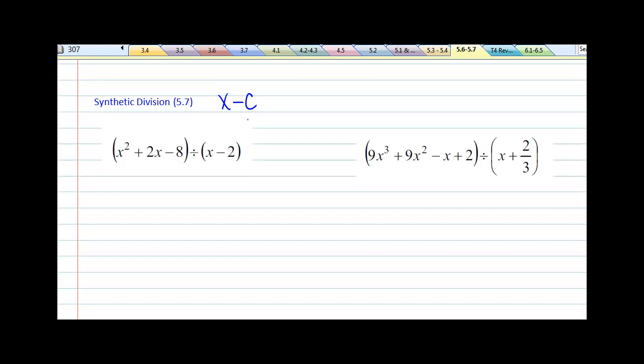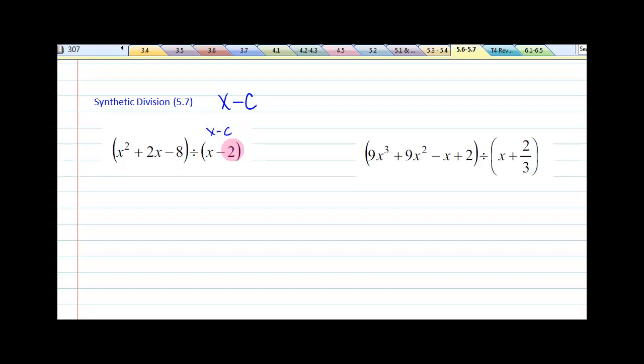why we use it. So in this first division problem, I have a polynomial being divided by a binomial. It is of the form x minus c because this x has a coefficient of 1, which is what I need it to have, and this x also has the highest power of 1. In other words, it's only raised to the first degree, which is what I need it to be. So it's already in the form x minus c.